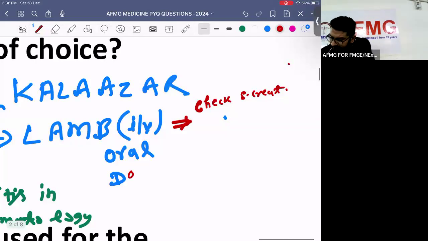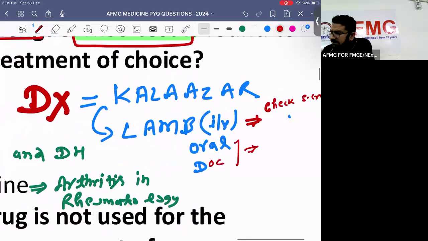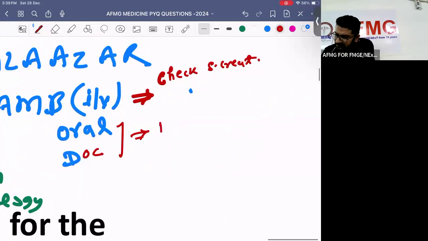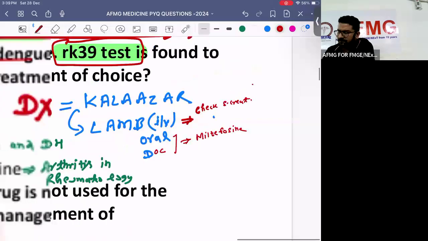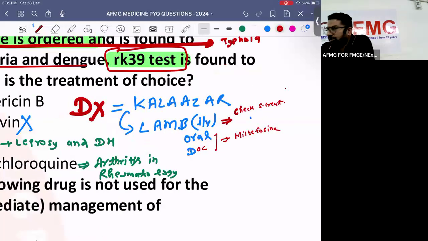Oral drug of choice for Kala azar. Anyone? Oral drug of choice. IV drug of choice is LAMB. Overall drug of choice is LAMB. Your answer is correct, but I'm asking something extra. This question has also come in your exam. Miltefosine. Miltefosine is the oral drug of choice that we use for Kala azar.